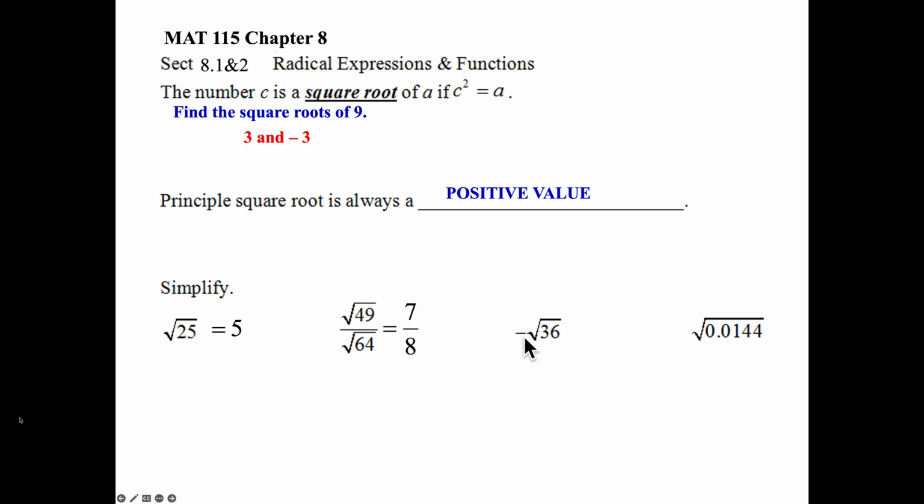Here we have a negative being multiplied by the square root of 36. If I just cover up the negative, the square root of 36 is 6. Now multiply it by the negative: negative 6.